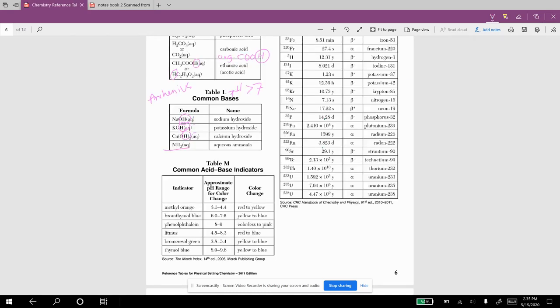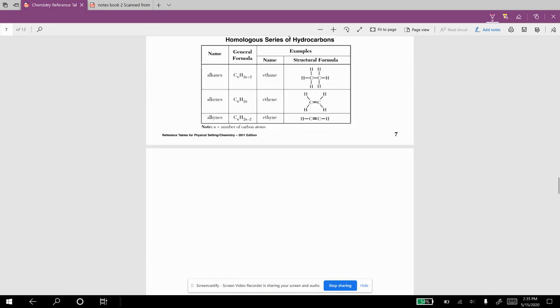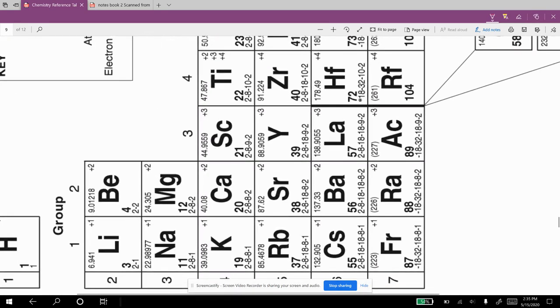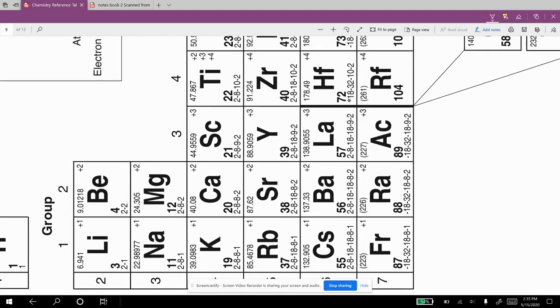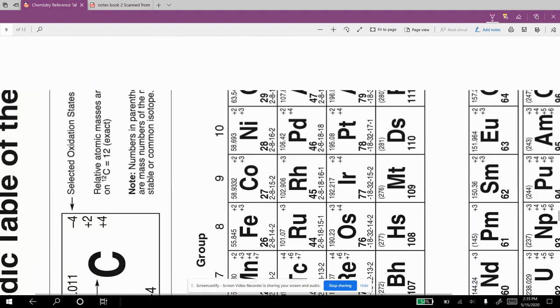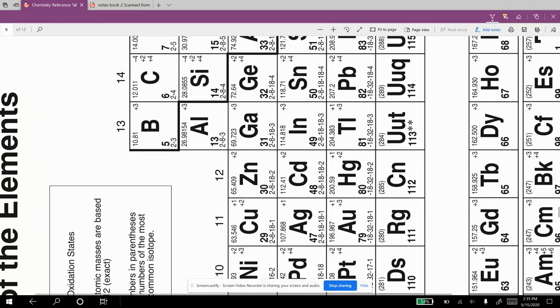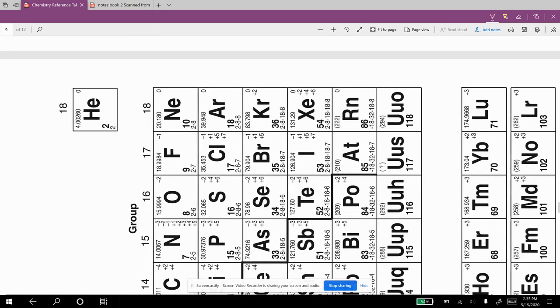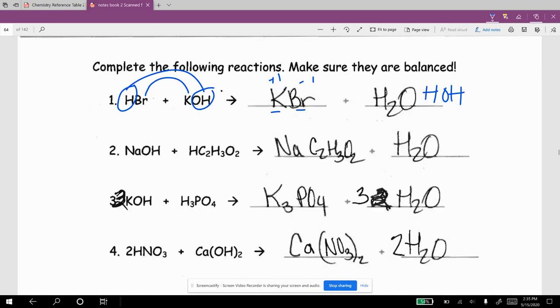Let's go quickly to our reference tables. I can show you quickly where that is, right? So let's see here. Potassium being a +1. And then we are looking at bromine being -1. So then that formula is a correct formula.